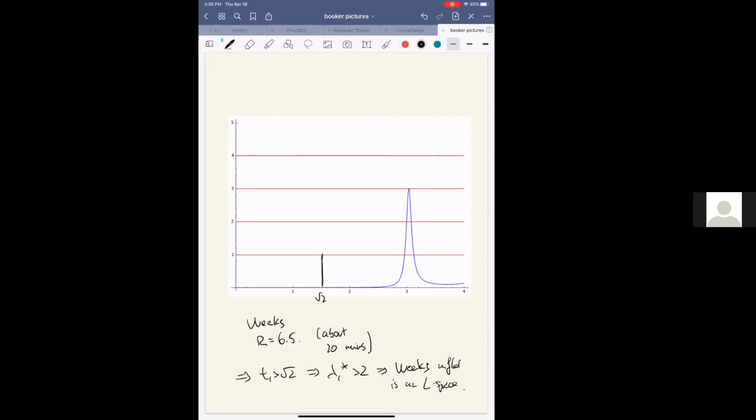So this is a proof using hyperbolic geometry. All the input we got here was hyperbolic geometry, the lengths of geodesics and the volume. And this is a proof that Weeks is an L-space this way. Of course, you can prove that Weeks is an L-space in many other ways. For example, it's a branched double cover of a quasi-alternating knot.